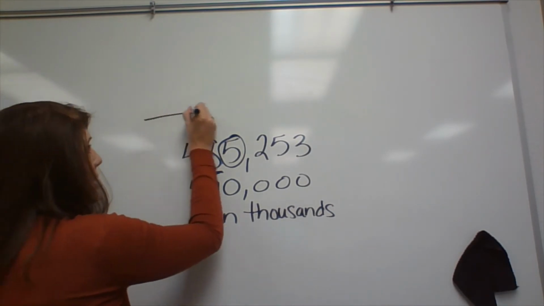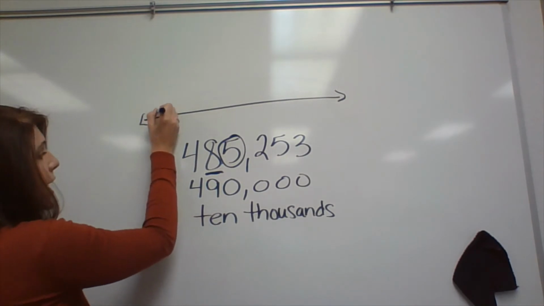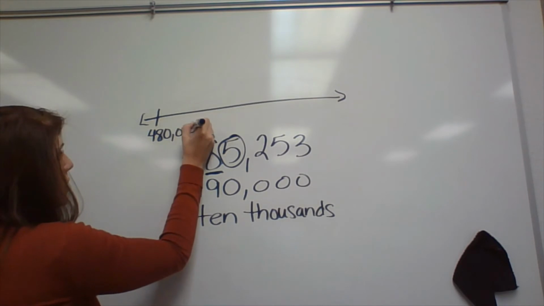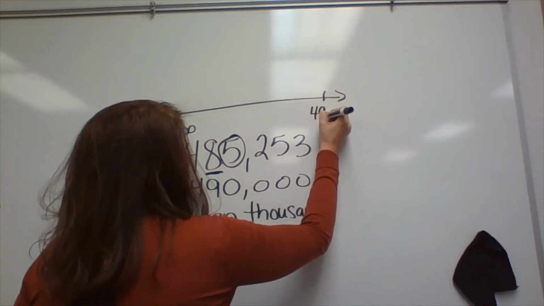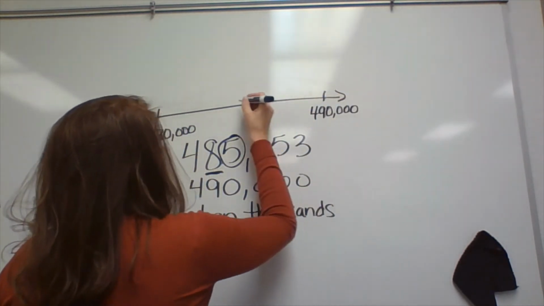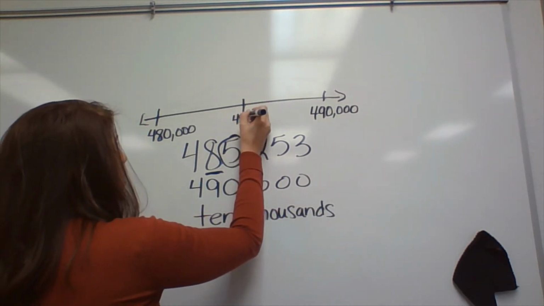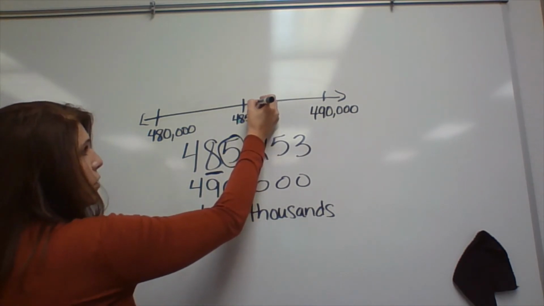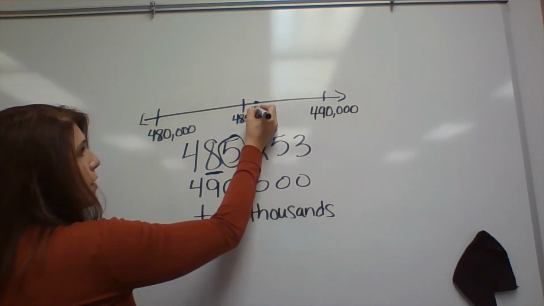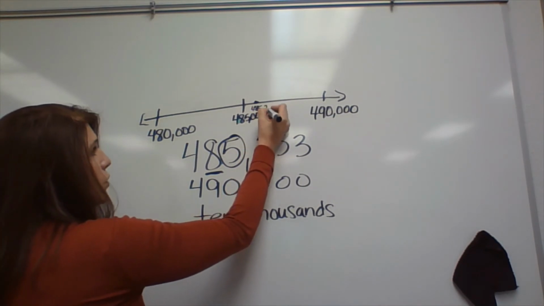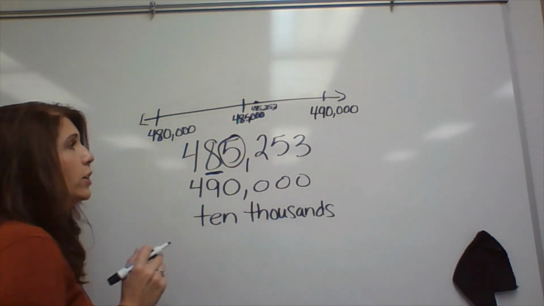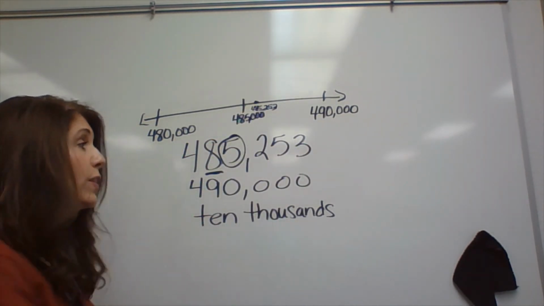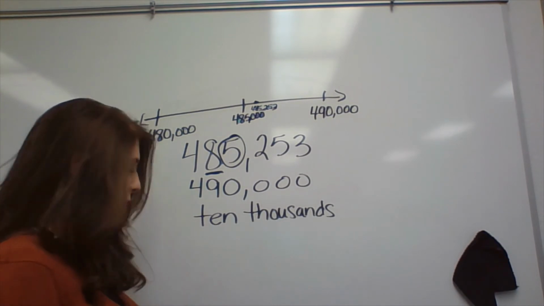If I had it on a number line, it would look like this. So if I had the number 480,000 and then the number 490,000 on a number line, my middle point would be 485,000. And I would see that this number would be about here, right? Just past that, so it'd be 485,253. So I'd want to know which is it closer to, 480,000 or 490,000? And on my number line, I can see also, just like this, that the answer is 490,000.